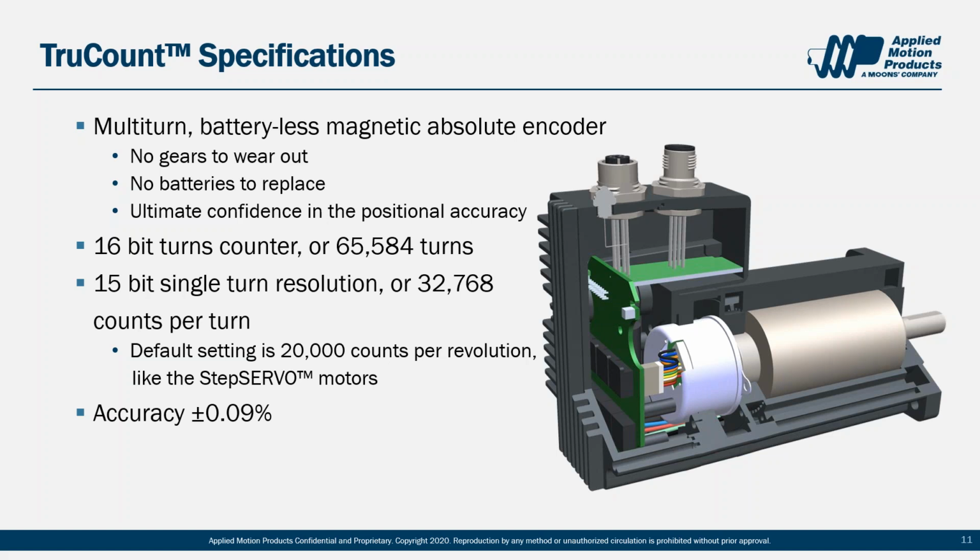And now that's a bit of an odd number if you're not used to powers of 2. So we made the default 20,000 counts per revolution to match our existing StepSERVO products, which brings us to another feature of the Applied Motion Products Integrated Motors, electronic gearing. Electronic gearing allows you to ignore the encoder position completely and set the number of counts per revolution to some number that's useful to you and your application.